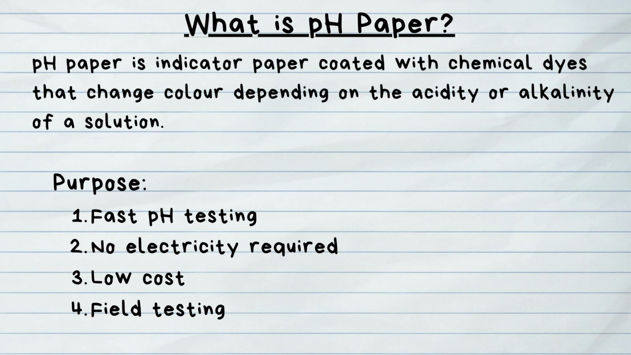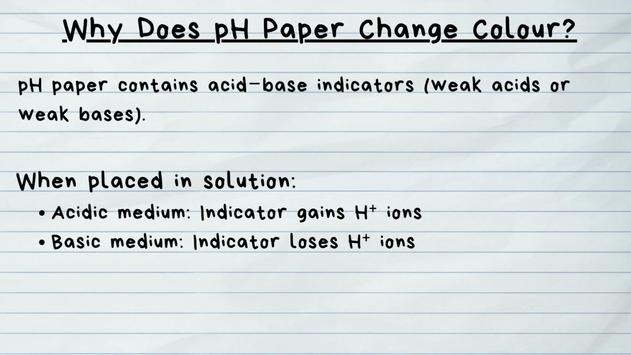Why do people use pH paper? Because it is fast, cheap, easy to carry, and it does not need electricity. That is why pH paper is widely used in schools, laboratories, water testing, and fieldwork. Now comes the most interesting part. Why does pH paper actually change color?